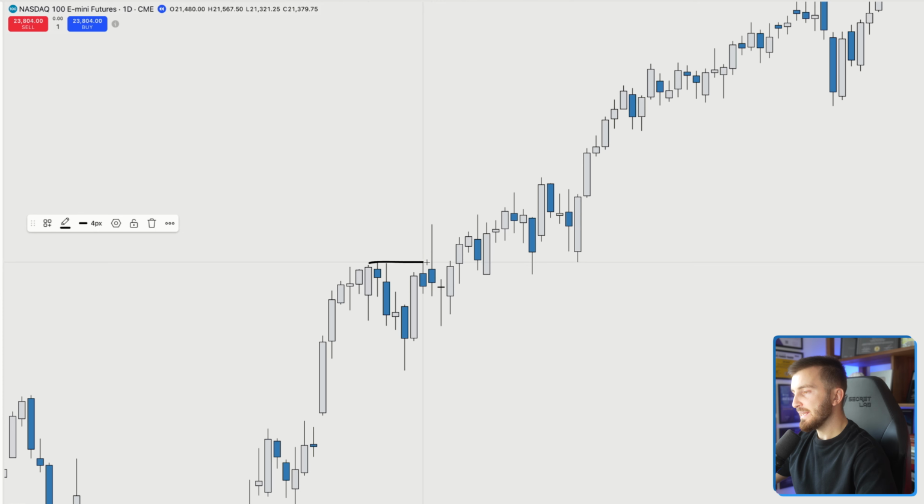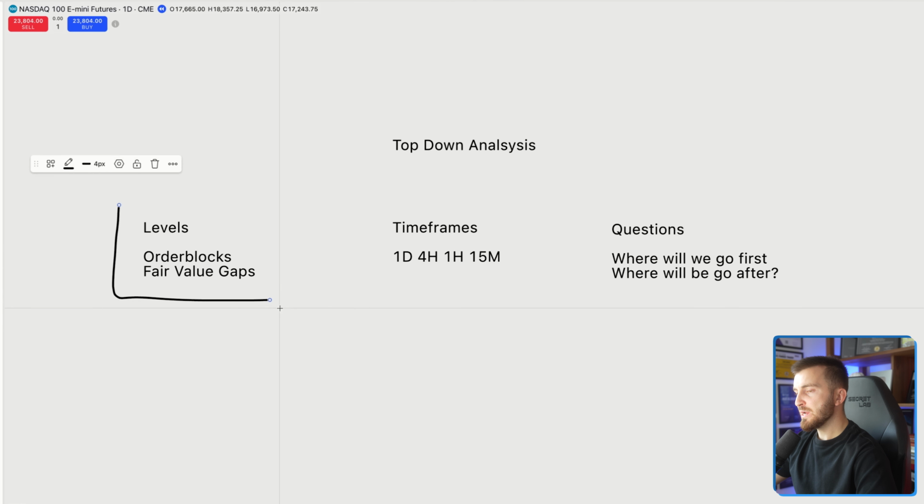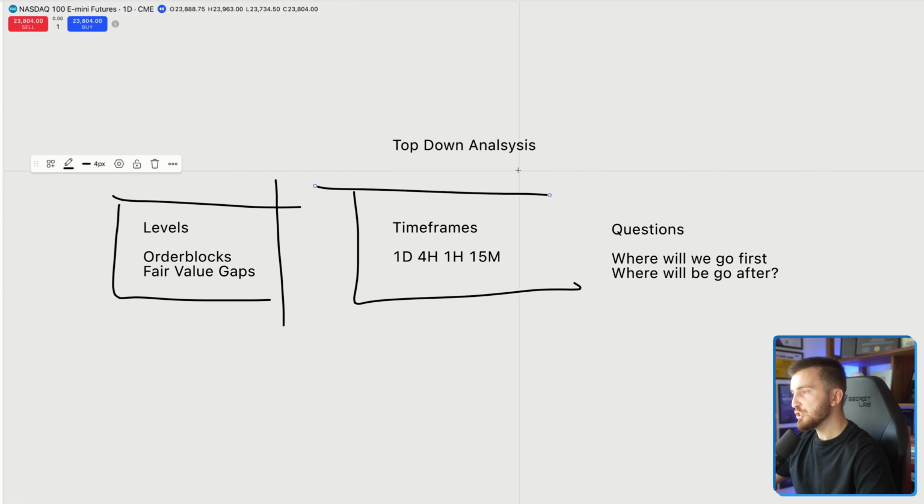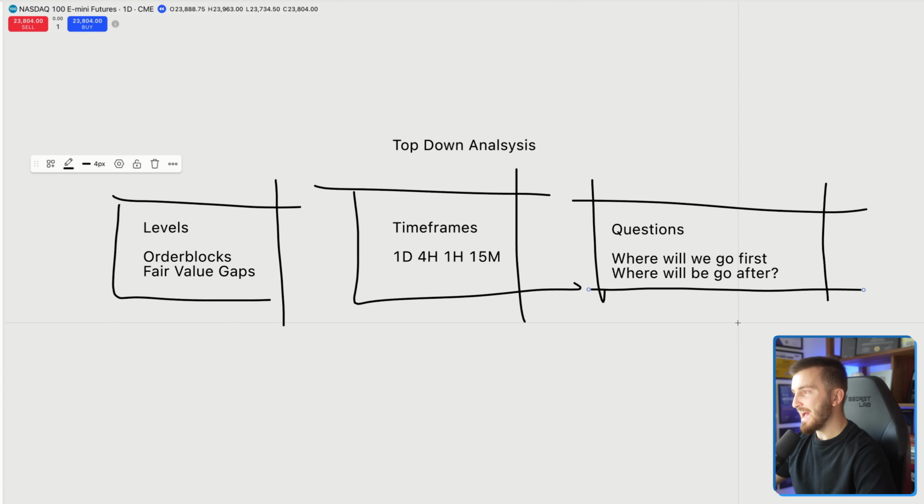Well, we've just hit a bearish target, a high. So now we are going to go into a bullish level, which is the order block. And then we are going to target a bearish level, which is going to be the high. And then we are going to target a bullish level, which is going to be the order block or the fair value gap. So now that we have the three components, the levels that we are going to be looking at, the time frames in which we are going to be looking at this, and the questions that we will be asking ourselves, it's time to put this into practice.